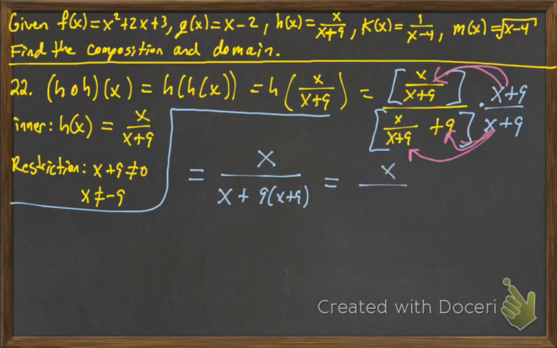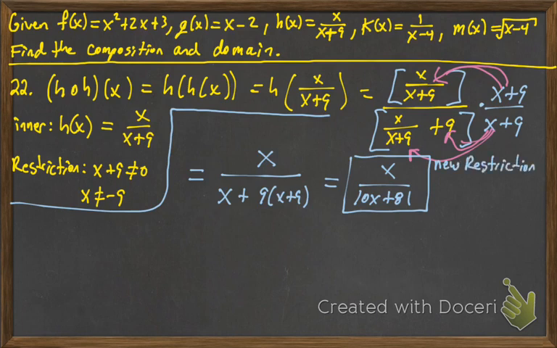Okay, distribute the 9x, and we have 10x plus 81. We do have a new restriction because we have a denominator. We'll go ahead and say 10x plus 81 cannot be 0. To find that, we're going to subtract 81 and then divide by 10. Okay, so we have two restrictions we've got to worry about. We've got negative 9 and negative 81 over 10.